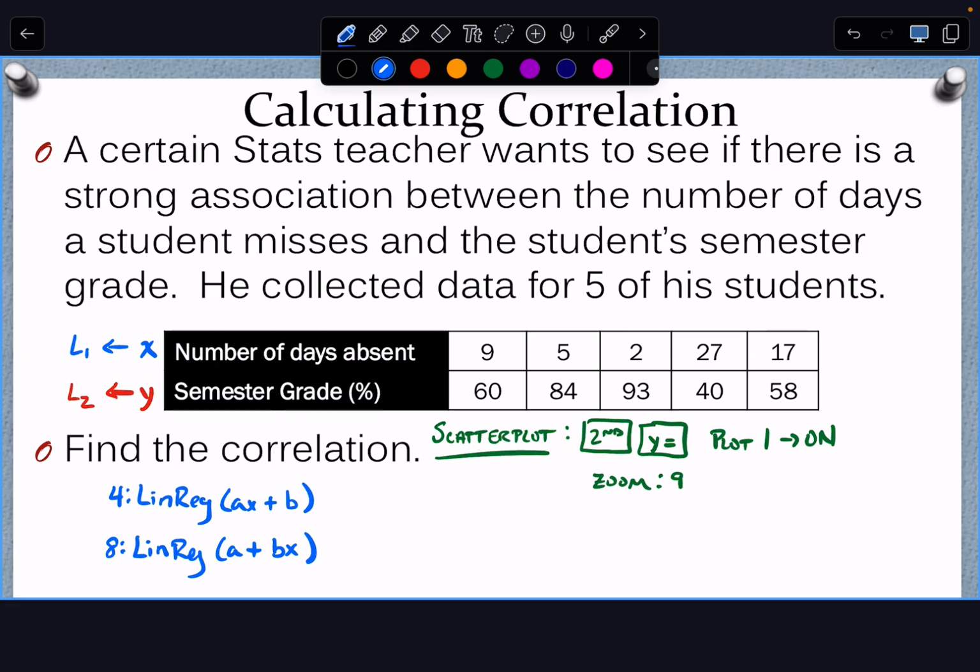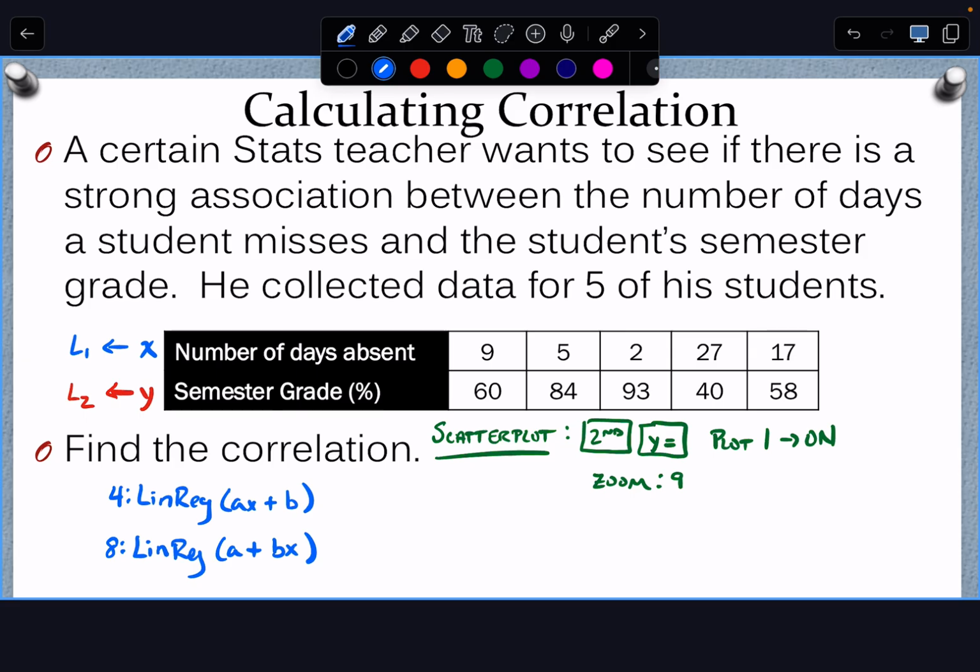And then when you calculate, it's going to give you an equation, y equals ax plus b, or a plus bx, depending on which one you chose. It gives you a, gives you b. Right now we're ignoring those. We'll talk about what those mean tomorrow. But then down the list, you see r squared. Again, a topic for later, so we ignore the r squared. I want the very bottom value, my r.